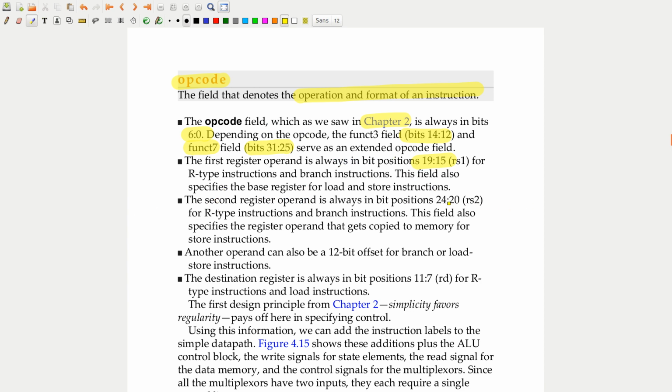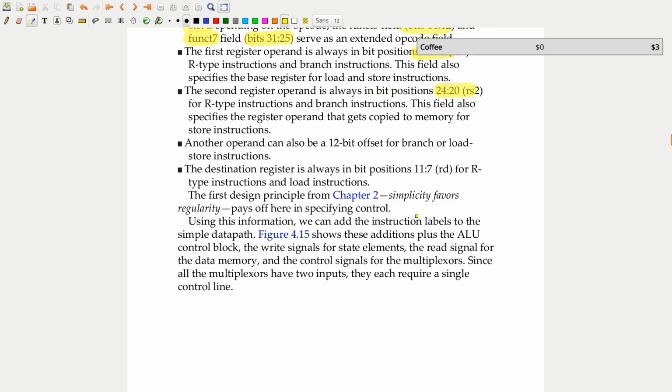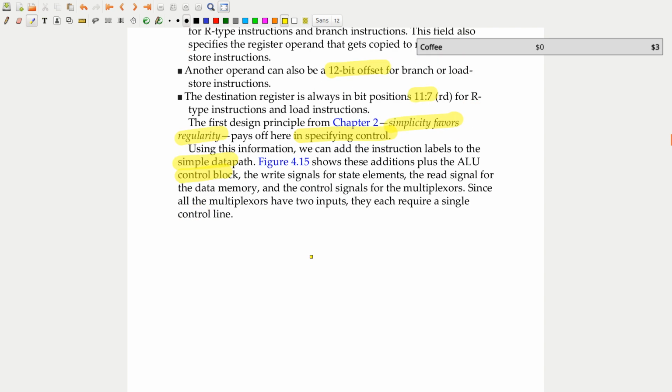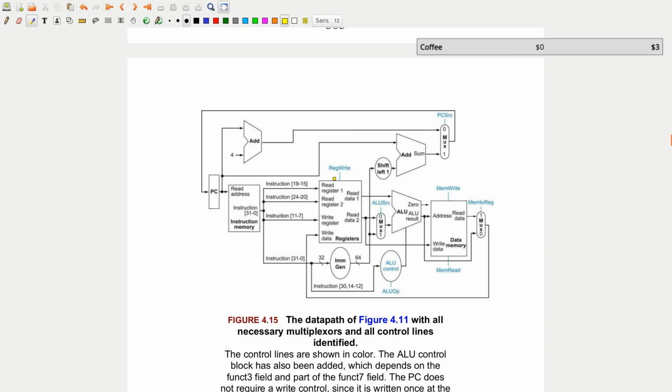So the second register is always bits 24 to 20. We can also have another operand that can be a 12-bit offset. And then the destination register is always in bit positions 11 to 7. So remember, another 5 bits here. So the first design principle, simplicity favors regularity, pays off here in specifying control. So using this information, we add the instruction labels to the simple data path, and show these additions plus the ALU control block. So let's take a look at the data path and what we see.